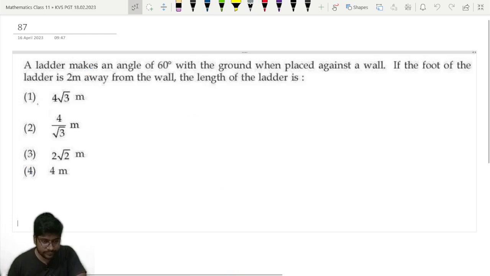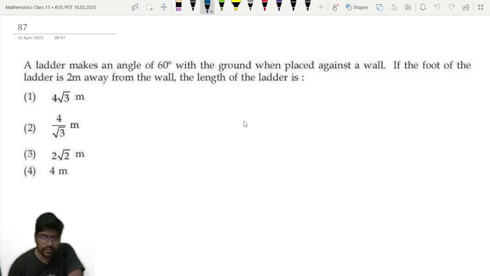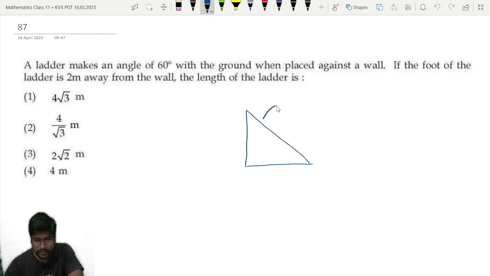Question number 87. A ladder makes an angle of 60 degrees with the ground when placed against a wall. If the foot of the ladder is 2 meters away from the wall, then the length of the ladder is what? Suppose this is the wall and this is the ladder. This distance they have told, 2 meters away from the wall, and this angle they have given, 60 degrees. Then they have asked the length of the ladder.